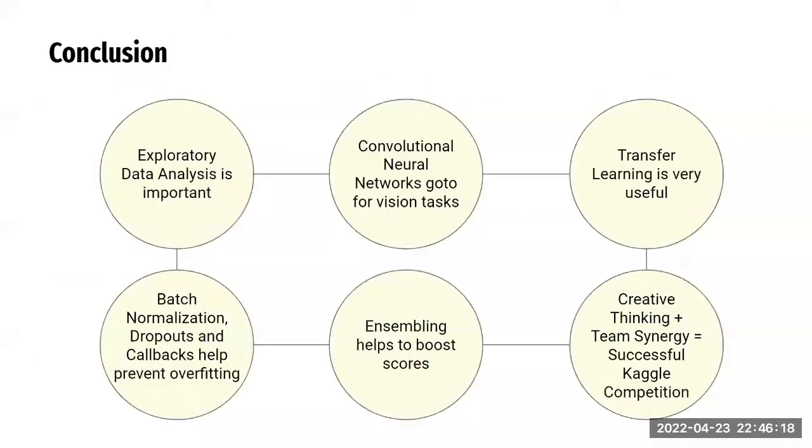To conclude, exploratory data analysis is very important since we can understand the data better and come up with good and creative solutions. Convolution layers are the go-to for vision tasks, and transfer learning is very useful and helps improve our scores when the dataset is very small. Batch normalization, dropouts, and callbacks help to prevent overfitting and help the model converge to the local minima. Ensembling helps us improve our scores by a significant amount, as we showed earlier. And lastly, we realize that creative thinking and good teamwork are very essential to achieve high ranks in Kaggle competitions.